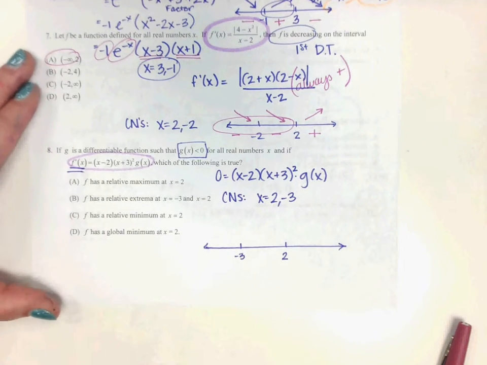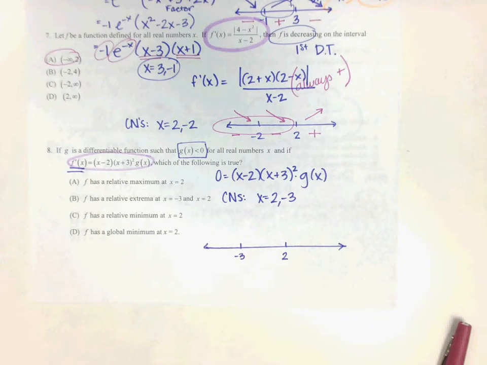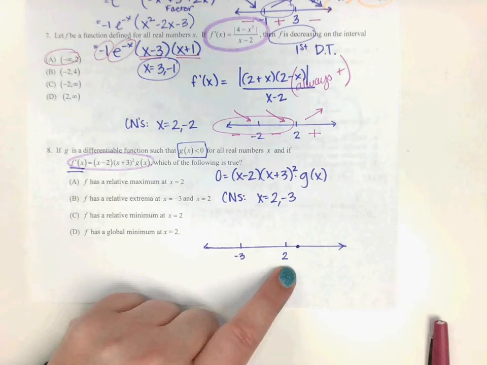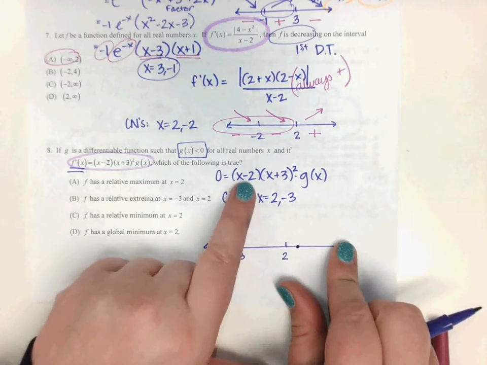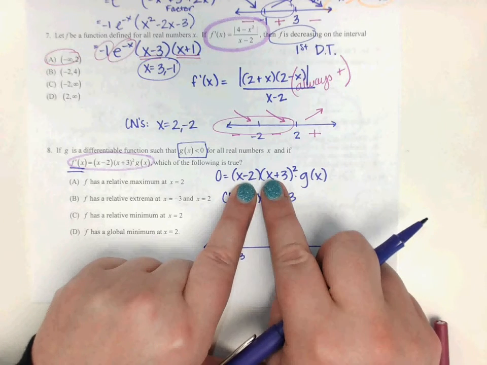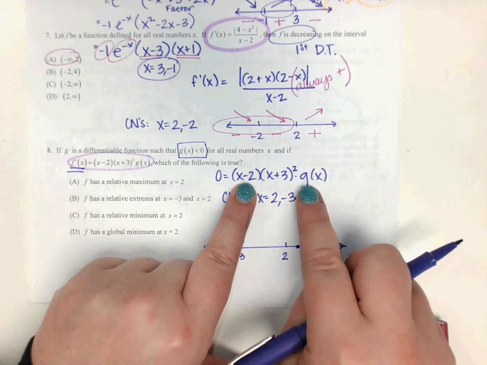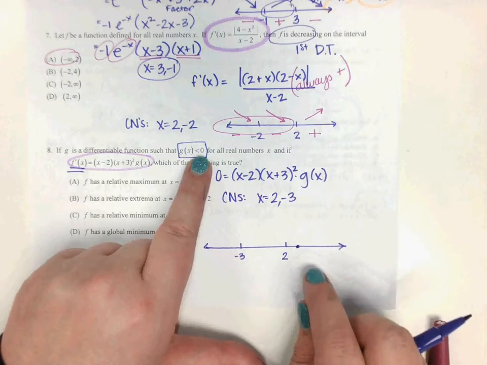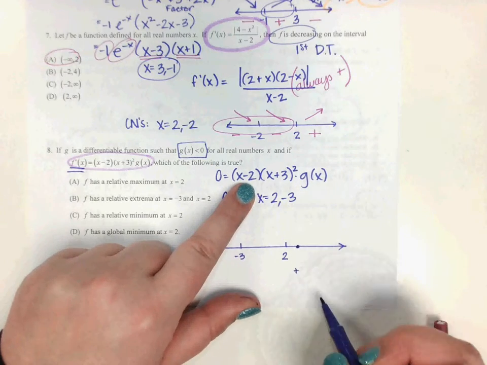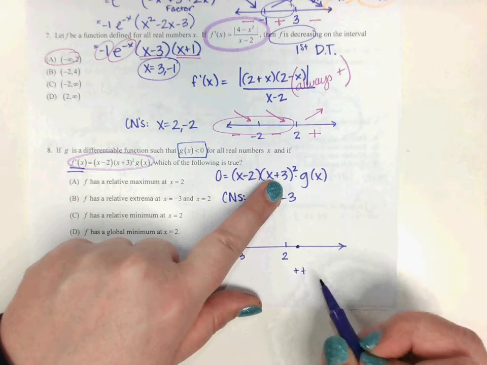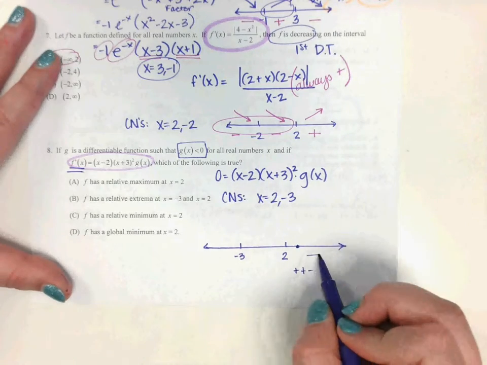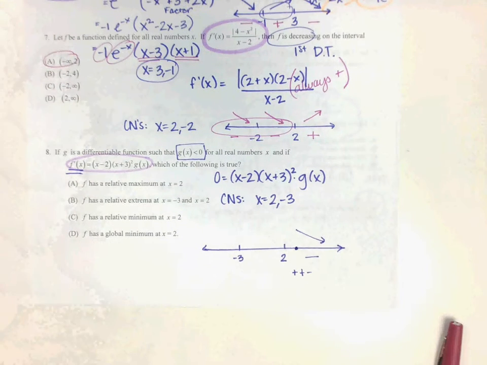Okay, from there, take a look at your sign chart. Let's plug in 3. So 3 would be my test point for this interval. What is 3 minus 2? Positive. What is anything squared? Positive. And what is g of x? Less than 0 means it's negative. So 3 minus 2 was positive. The squared term was positive. But g was negative. What's the sign on that interval? Which means g was decreasing.